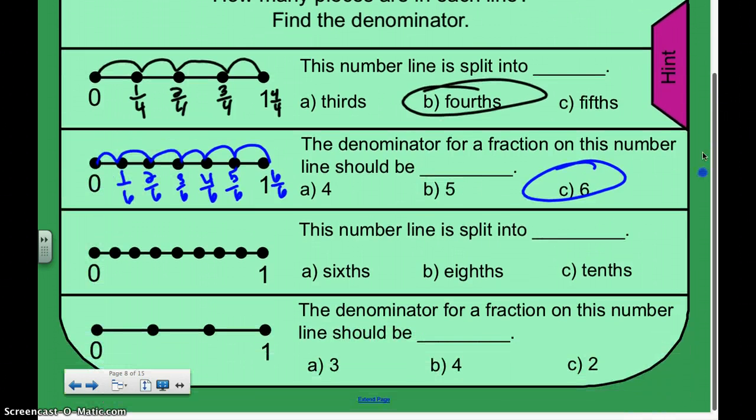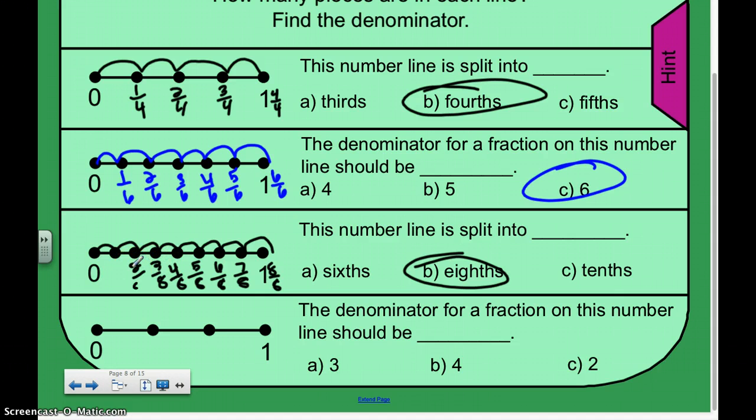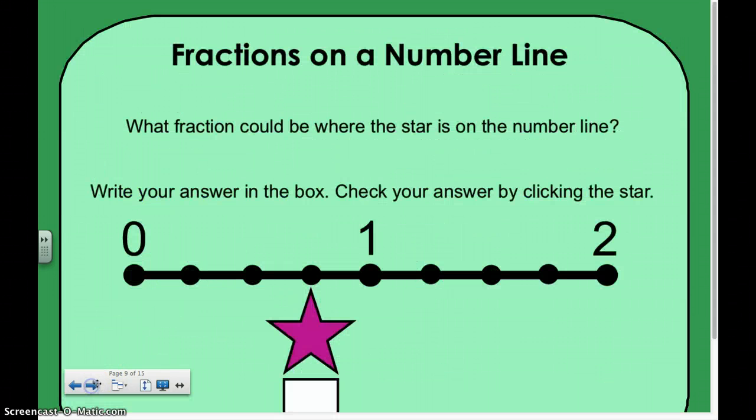Let's continue. This one is going to be 1, 2, 3, 4, 5, 6, 7, 8 jumps. Split into eighths. So this is 8/8, 7/8, 6/8, 5/8, 4/8, 3/8, 2/8, and 1/8. Let's do this one. 1, 2, 3. This is going to be 3 jumps. This is 3/3, 2/3, and 1/3. That's how you identify what fraction goes on your number line.